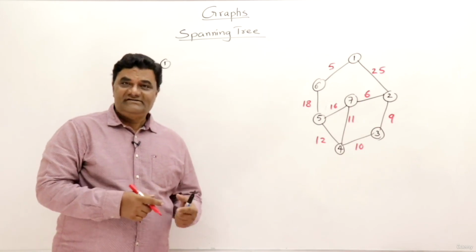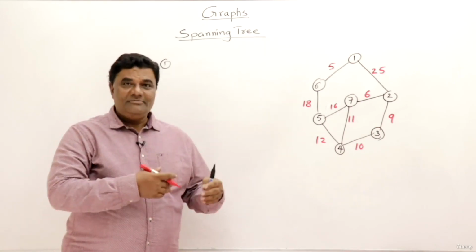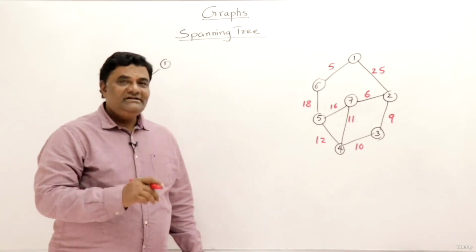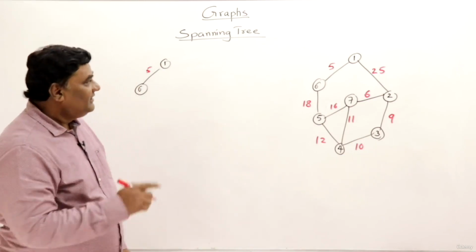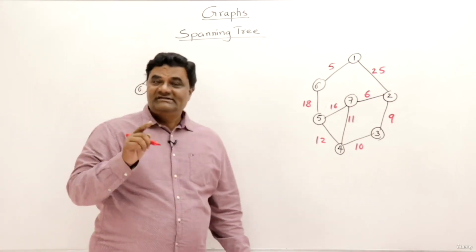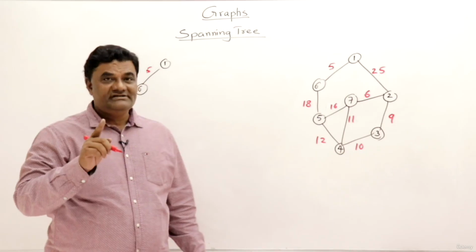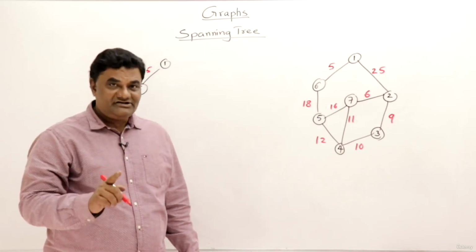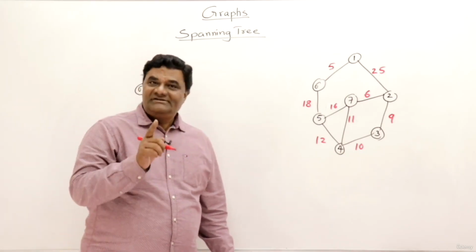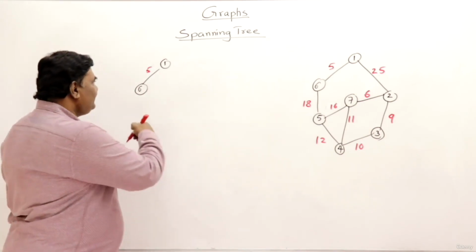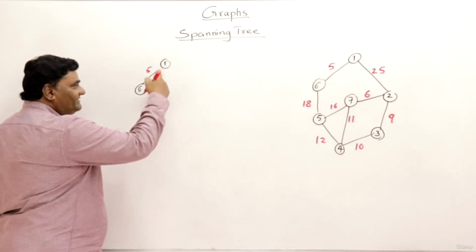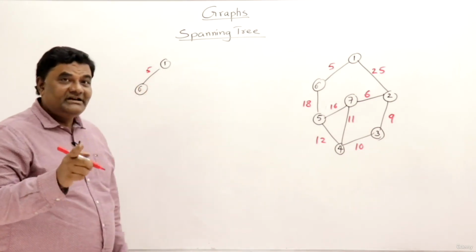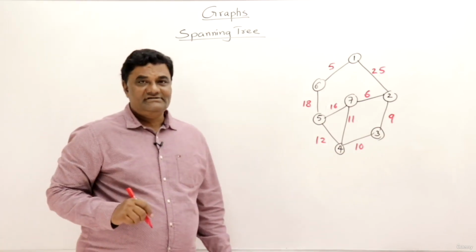Next step is the repeating step. So always we will be performing the same thing. Let us see what that repeating step is. Now from the graph, select the next minimum cost edge, but it must be connected to the already selected vertices. Selected vertices are 1 and 6. So it should be connected to those selected vertices.